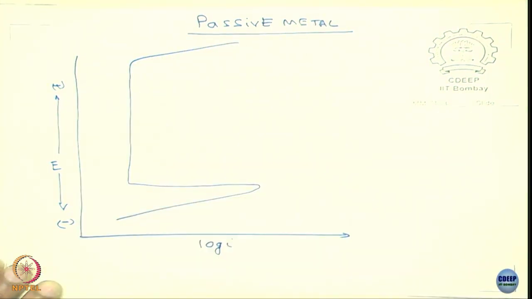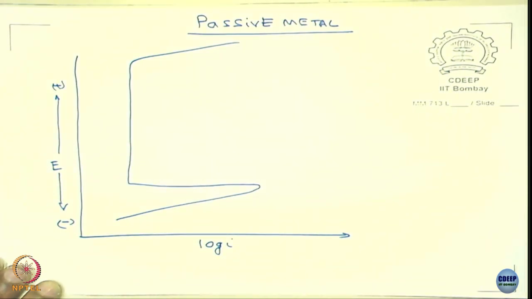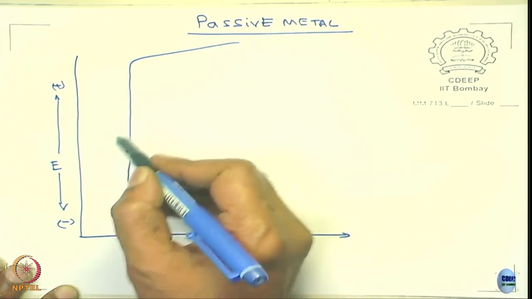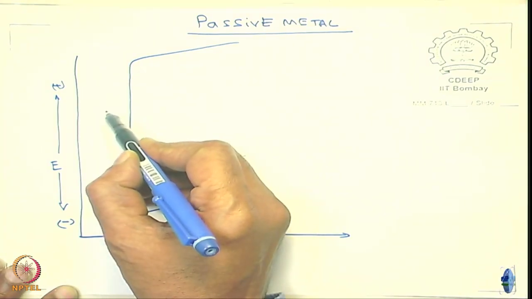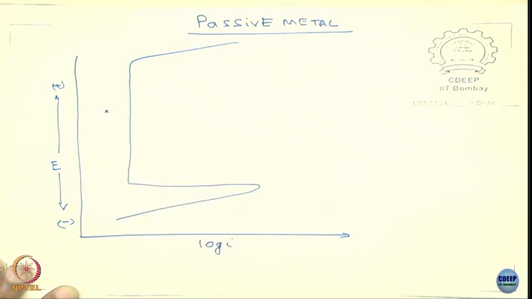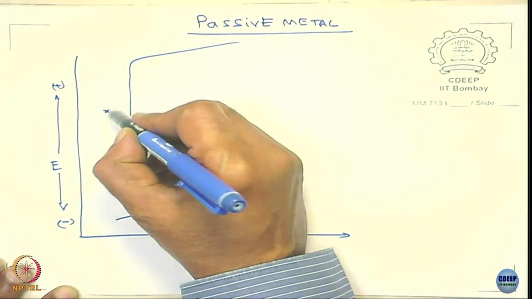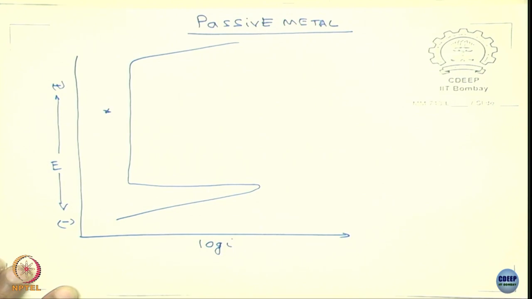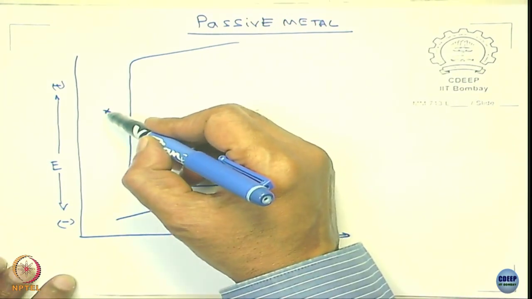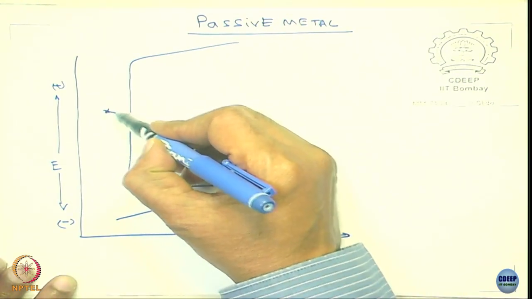Right, this is an anodic polarization curve showing active, passive, and transpassive dissolution. And I would go for a cathodic reaction whose equilibrium potential is relatively positive. Then I represent the cathodic kinetics.